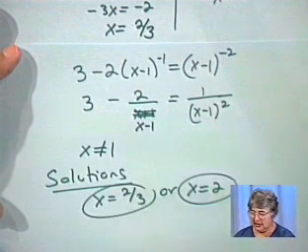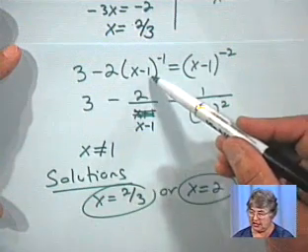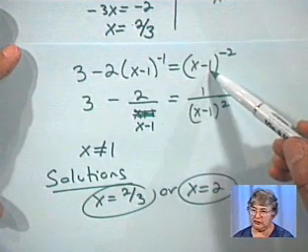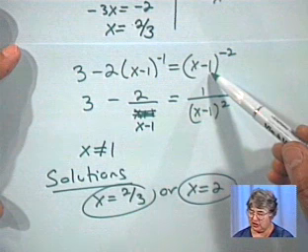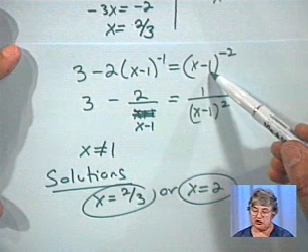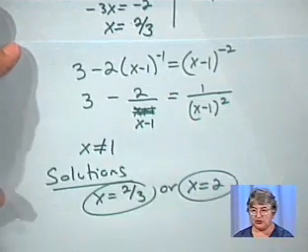So by using then a substitution for the x minus 1 to the negative 1 power, we're able to transform this equation into a quadratic equation, and use that to come up with the solutions to this equation.